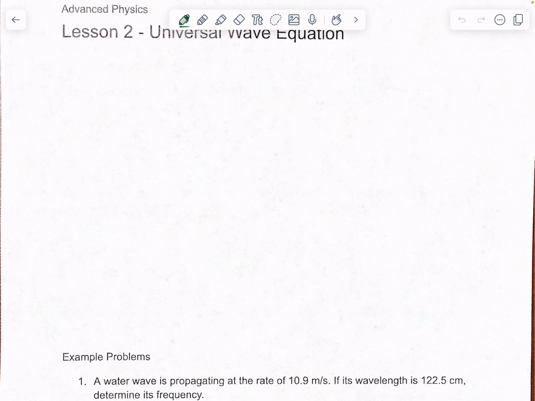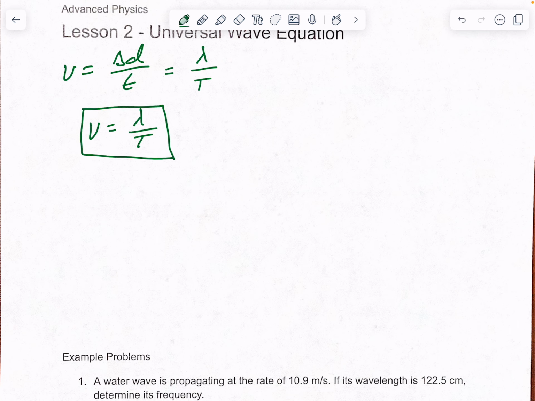So your universal wave equations, we go back to one of our first units. We know that velocity equals displacement over time. But now we're dealing with waves, so displacement would technically be your wavelength over your time for one wave, which is called your period. So that is our first equation right there: v equals wavelength over T. That is equation number one.